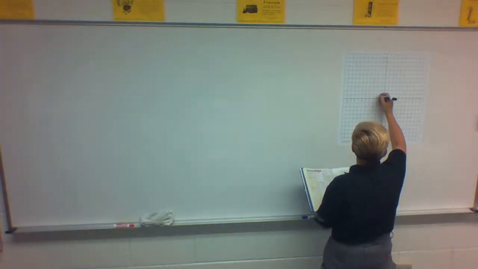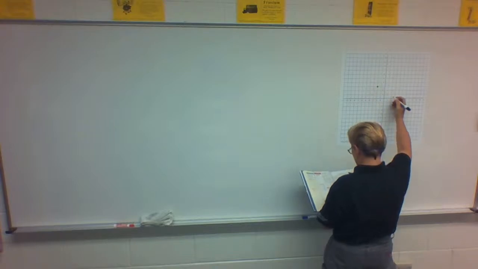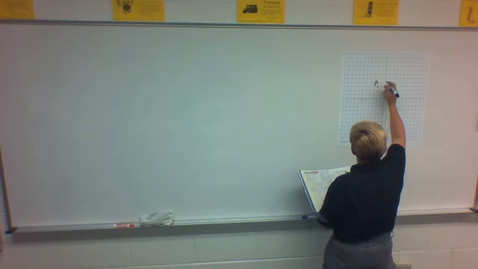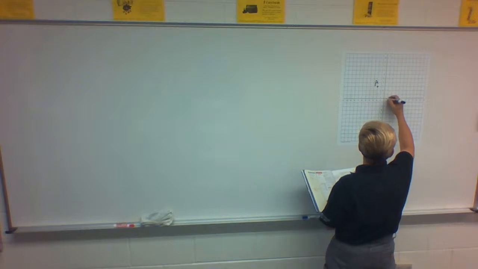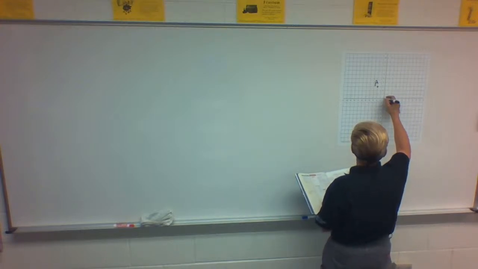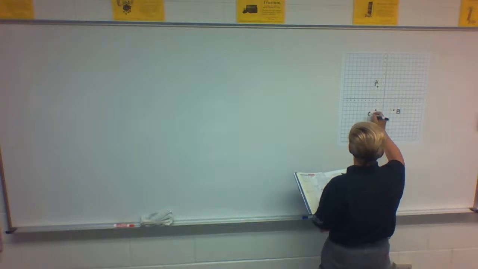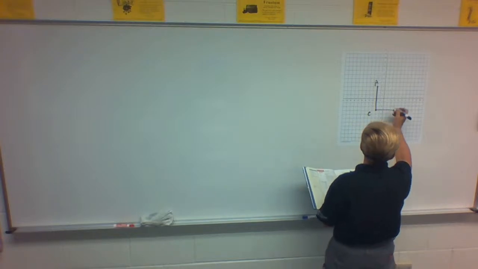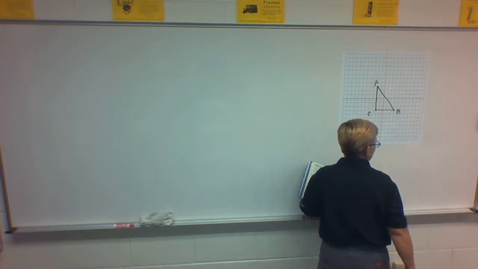Negative 2, 3. Right there. That's A. B is 3, negative 3. And C is negative 2, negative 3. So I connect those to make a triangle. Oh, and it's so happy, because we've got a right triangle.